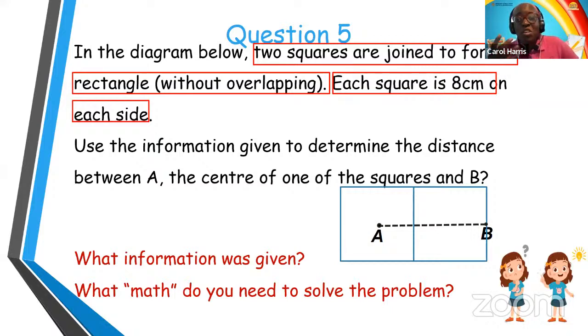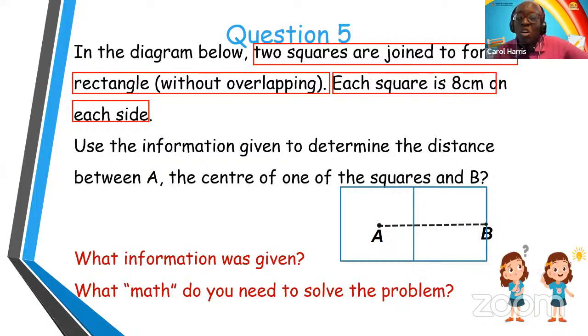Here's the information given. What did they ask us to do? The question asks us to find not area, not perimeter. It asks us to determine the distance between A and B. They're asking us to find a distance. Thank you, Isaac Arkenia. We want to find the distance between A and B.